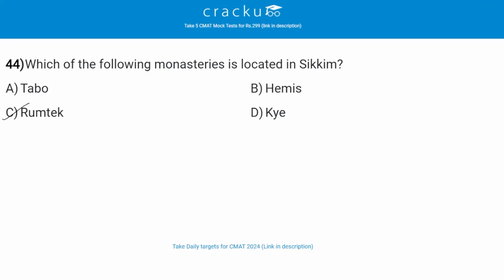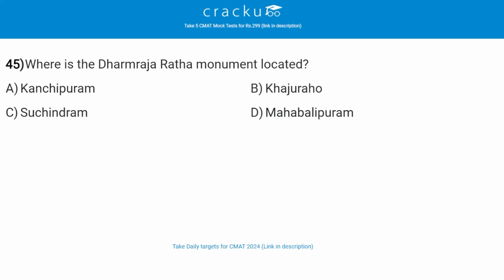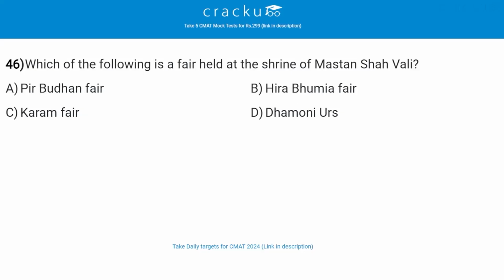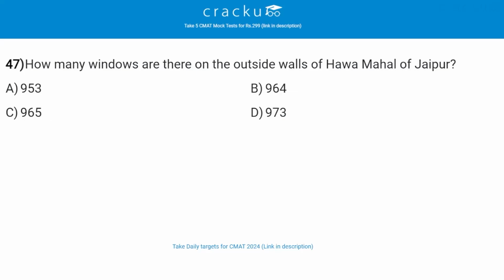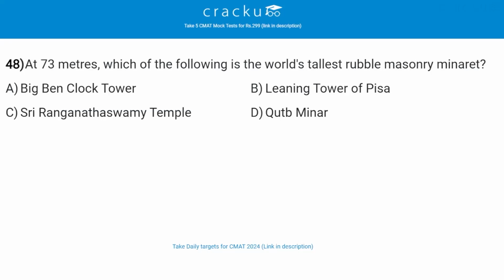The answer is Ramtek. Where is the Dharmaraja Ratha monument located? The answer is Mahabalipuram. Which of the following is a fair held at the shrine of Mastan Shah Wali? The answer is Damuni Uras. How many windows are there on the outside wall of Hawa Mahal of Jaipur? The answer is 953.